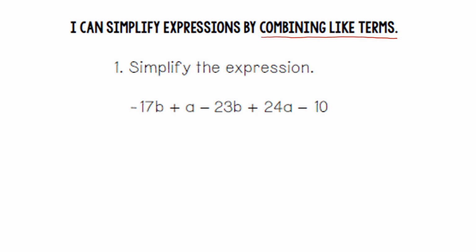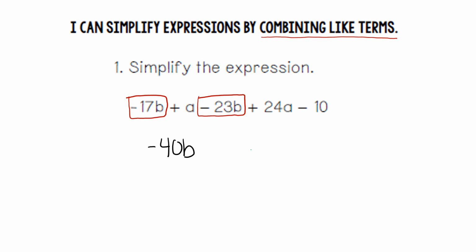So in this problem, we can combine the negative 17b and the minus 23b because they both share the same letter b. When you combine negative 17 and the minus 23, we end up with negative 40. And we keep that b value the same.